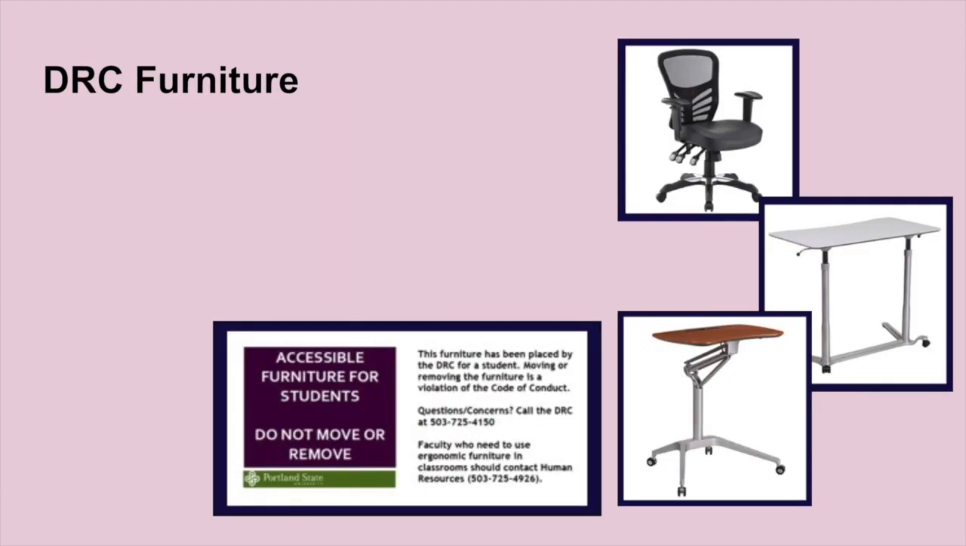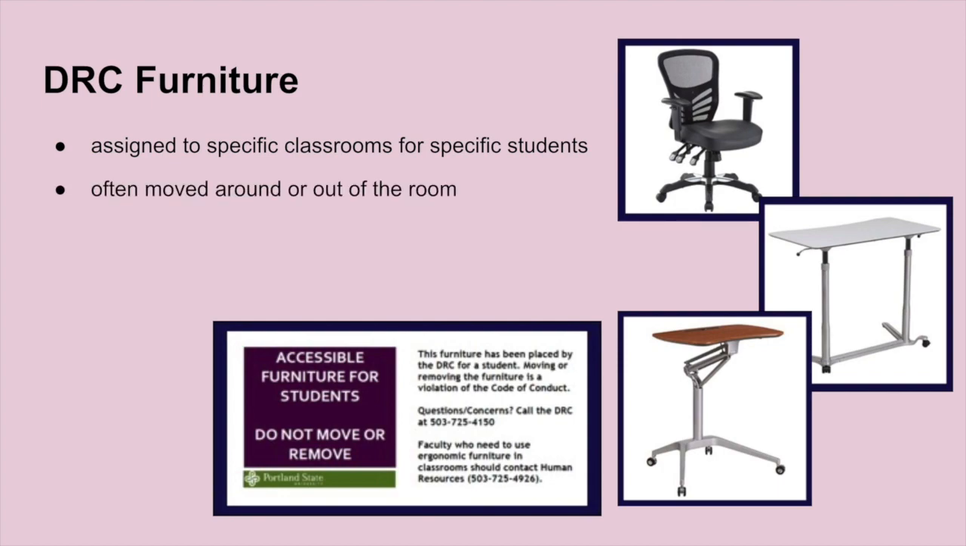DRC Furniture. The DRC furniture is assigned to specific classrooms for specific students who have classes in those rooms. There is one specific spot the DRC furniture is supposed to stay in each classroom. It's supposed to stay not just in a specific classroom, but in a specific spot in that classroom. But people don't know this, or they don't read the sign, and they'll move it not just around the classroom, but to other classrooms. This is a problem especially in 620 and 630, since it opens up into one big room. The DRC furniture, more often than not, just gets shoved into a corner.